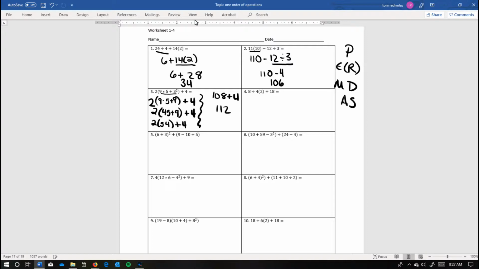All right, this next one, no parentheses, but I do have this division. I got to do this division before the 4 times 2, okay? So 4 goes into 8 2 times, and then 2 times 2 is 4, and then 4 plus 18 is 22.